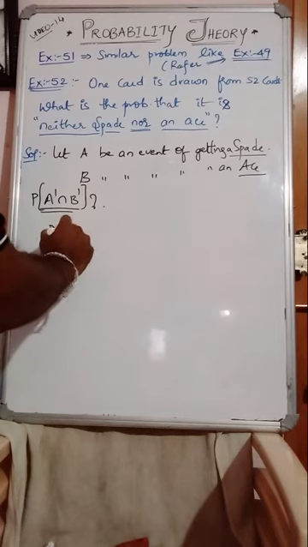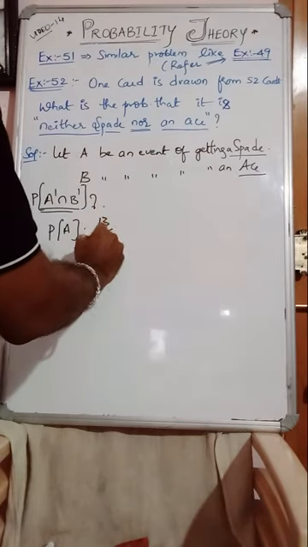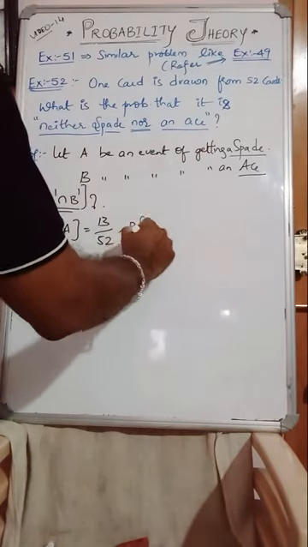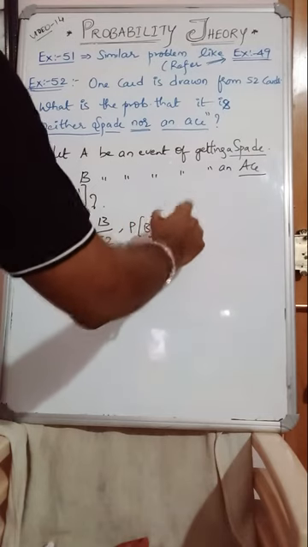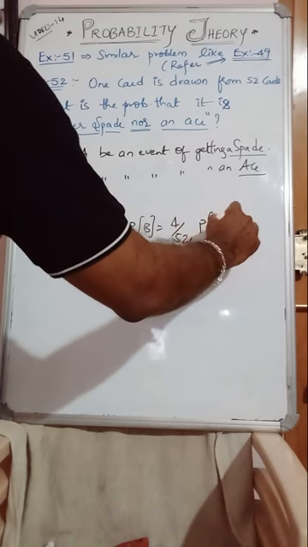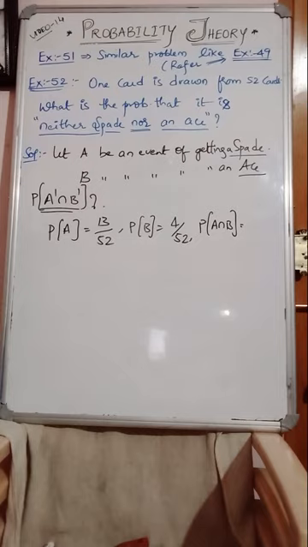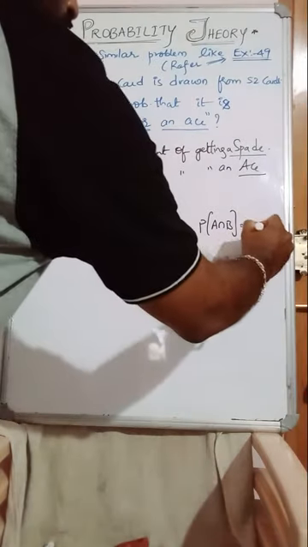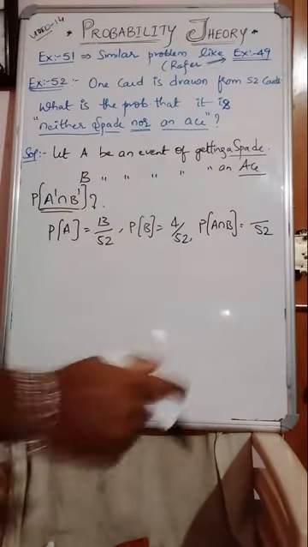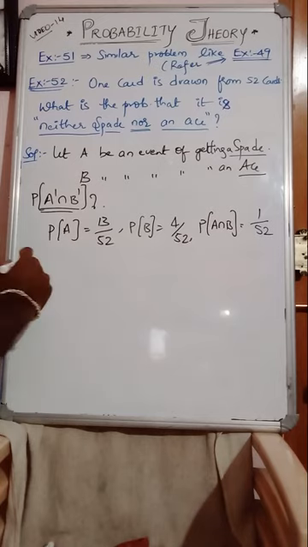P of A, getting a spade, 13 by 52. P of B, getting an ace card, 4 by 52. P of A intersection B: why intersection? Because there is a connection between these two. Spade and ace: out of 52, the spade ace card will be 1, so 1 by 52. So we need to calculate P of A dash intersection B dash.